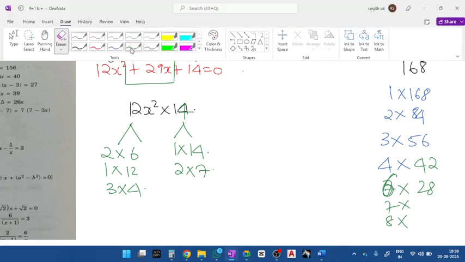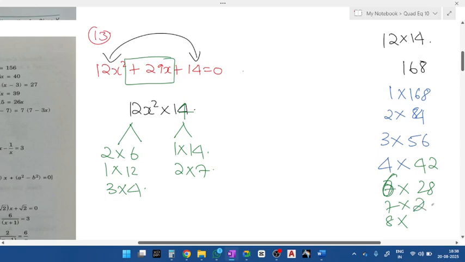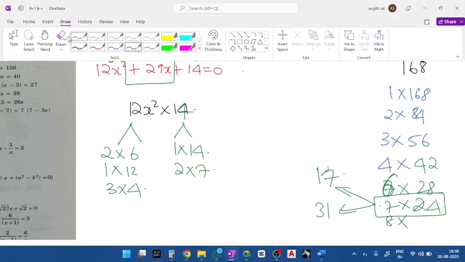7 into 24. Then try 8, students. See, 7 into 24. As you try, keep checking. When you add 7 and 24, what is the value? When you add and subtract, what do you get? You get 17, right? And when you add, you'll get 31. You need 29. So you can't take 7.